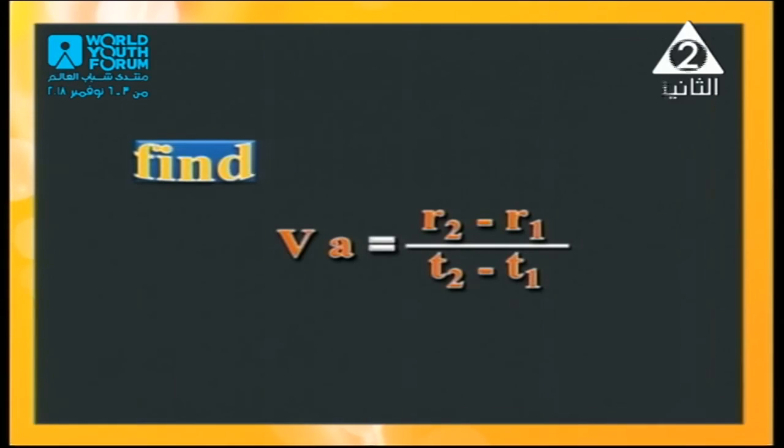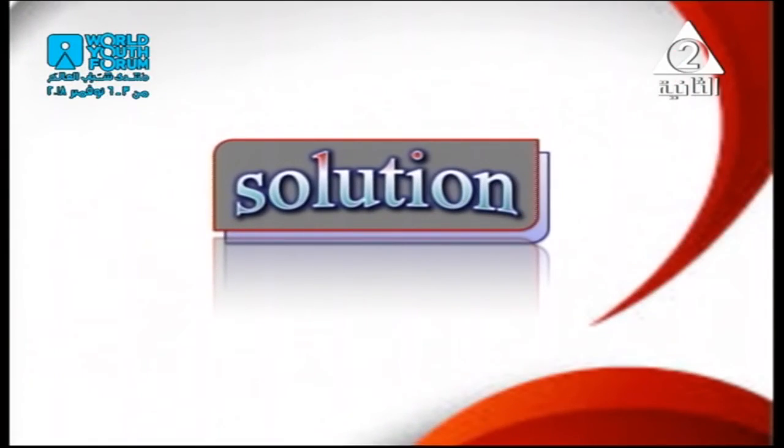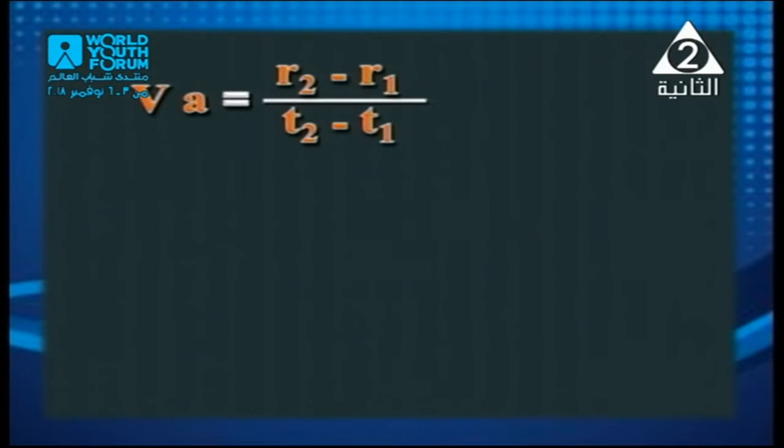We know, my dear student, that the average velocity equals (R2 minus R1) over (T2 minus T1). R2 is the position of the second point, or point B, and R1 is the position of point A. The particle moves from A to B. What is the average velocity? It is the difference between the two positions over the difference between the two times.